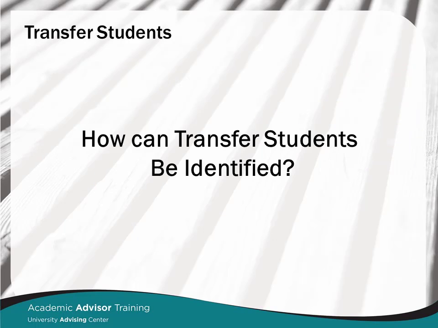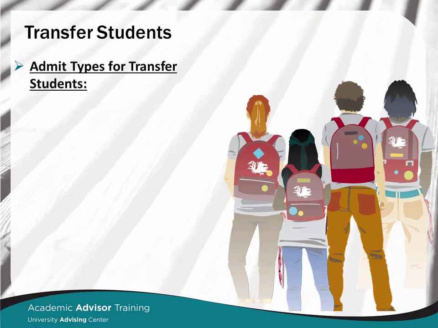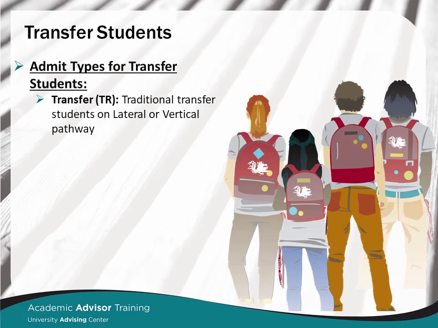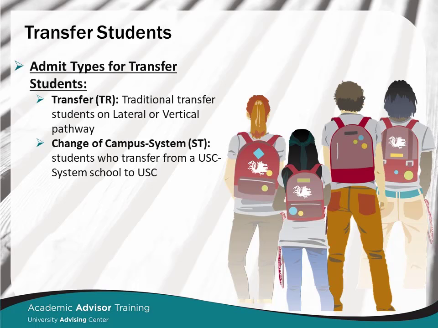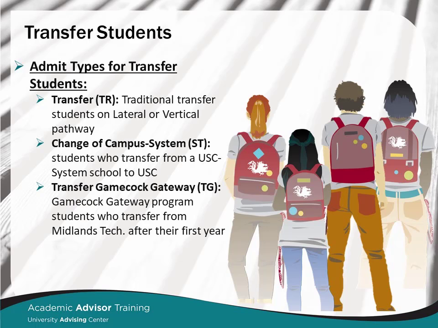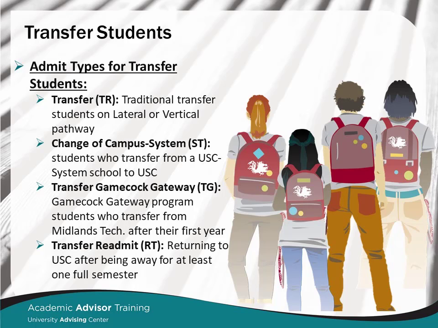All students are assigned an admit type upon admission that identifies their status or pathway of entering the university. Transfer students have distinct admit types that include transfer, TR, traditional transfer students who follow the lateral or vertical transfer pathway, change of campus system, or ST, students who transfer to U of SC from another USC system school, transfer Gamecock Gateway, or TG. Students are part of the Gamecock Gateway program and transfer to U of SC via Midlands Technical College. Transfer Readmit, or RT.